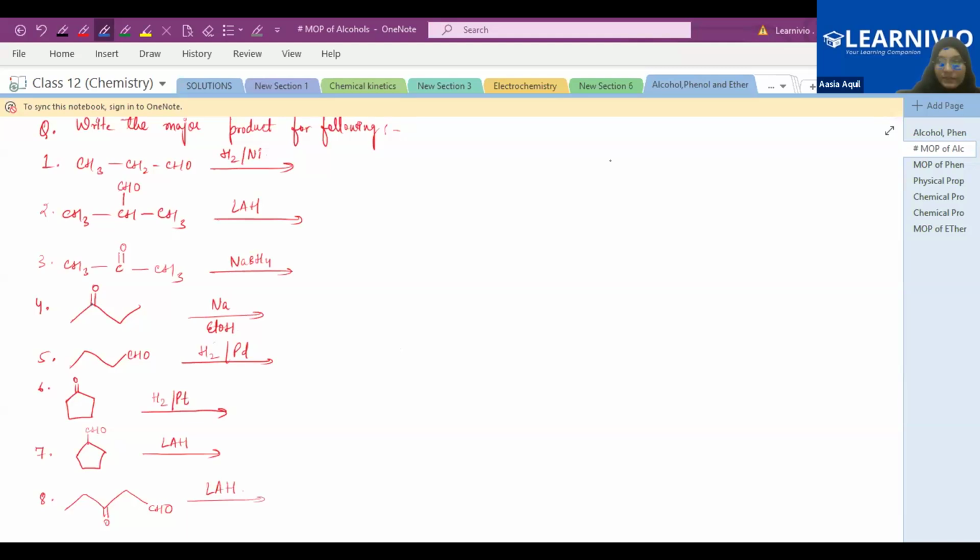Ma'am, for the fourth one, under the arrow, what is written? Ethanol, EtOH. This is your ethanol, C2H5OH. You can also write this ethanol as EtOH. Ethanol, ethyl alcohol. Et for ethyl and OH for alcohol.